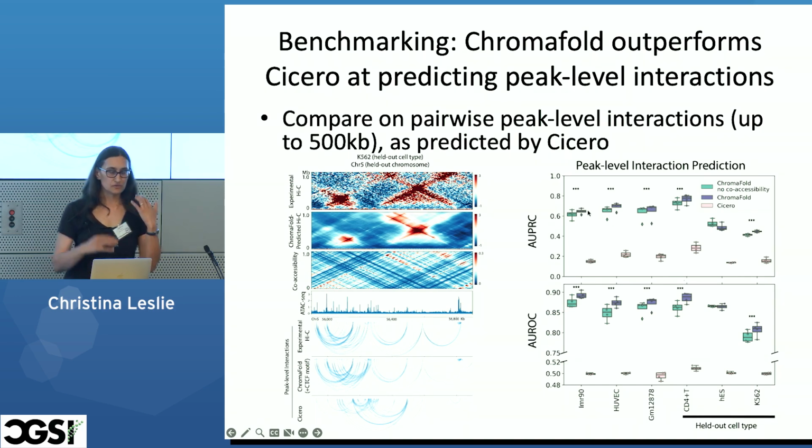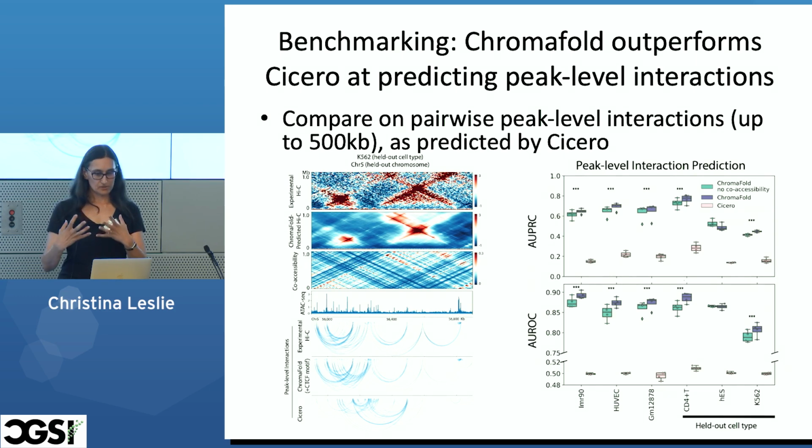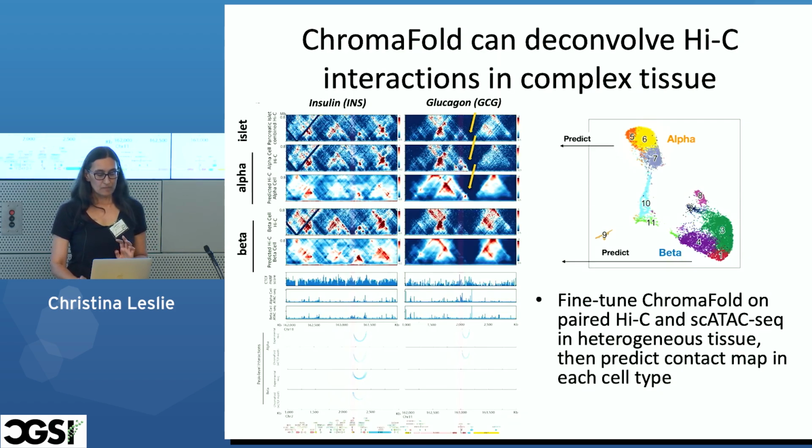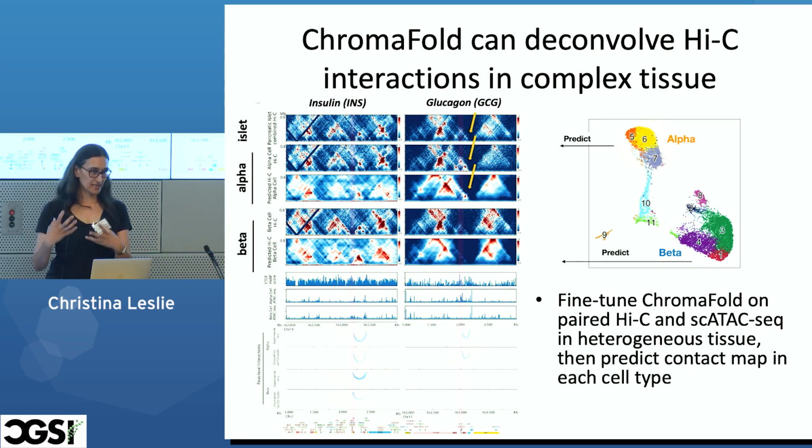You can see if you look at predictions based on significant interactions that we call from ground truth, it doesn't do very well, which is not surprising. It's a hard problem. Maybe some people saw this coming: if you have single cell ATAC and Hi-C in a complex tissue, you can take the ChromaFold model, fine-tune on that data, and then make predictions from ChromaFold for each cell type. That's like a deconvolution of the bulk Hi-C.